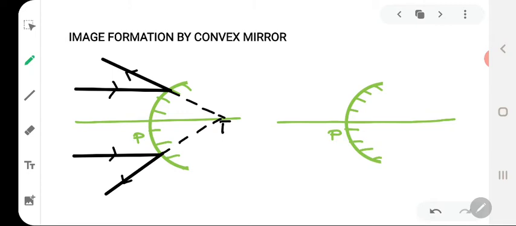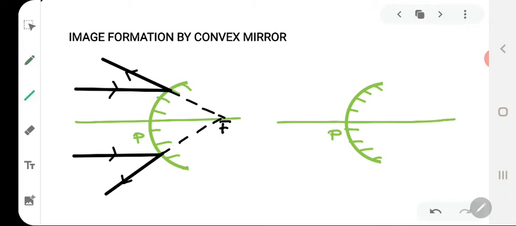So this is the position at which the image is formed. It is virtual and highly diminished. When the object is at infinity, the image is formed at the focus behind the mirror. It is highly diminished, erect and virtual. Now what is the situation when the object is kept anywhere between infinity and the pole of the convex mirror?